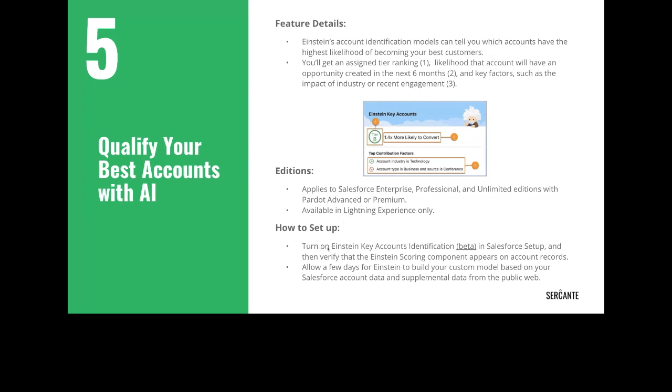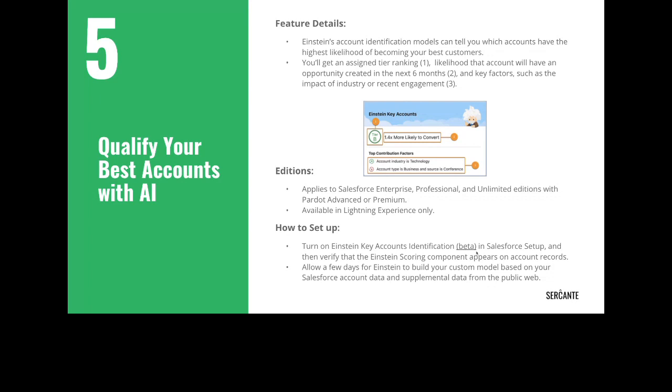So how you would set this up: you're going to turn on Einstein Key Accounts Identification, which is in beta in your Salesforce setup, and then verify that the Einstein scoring component appears on your account records. Again, you have to give Einstein a few days to build your custom model based on your Salesforce account data, and data will also be supplemented from the public web as well.